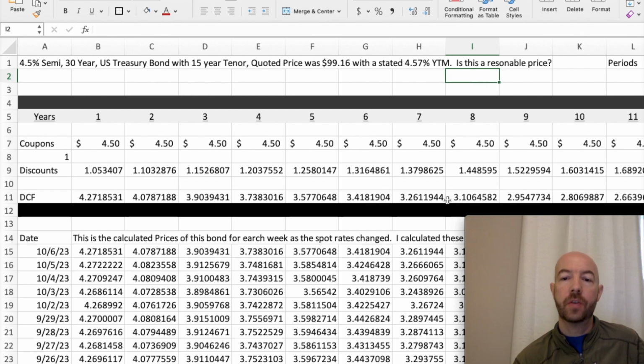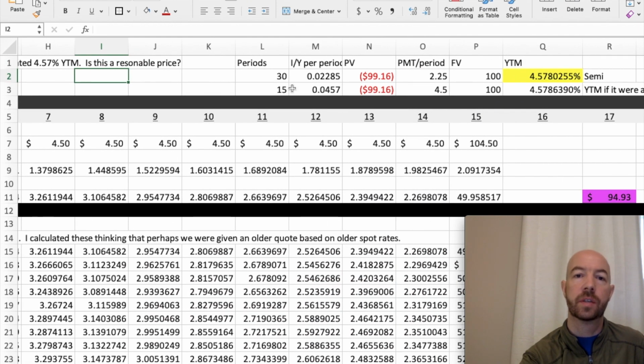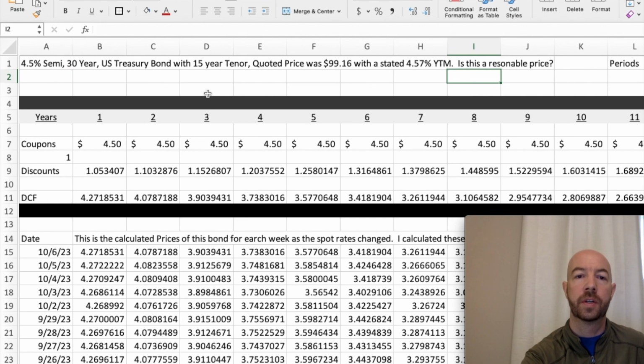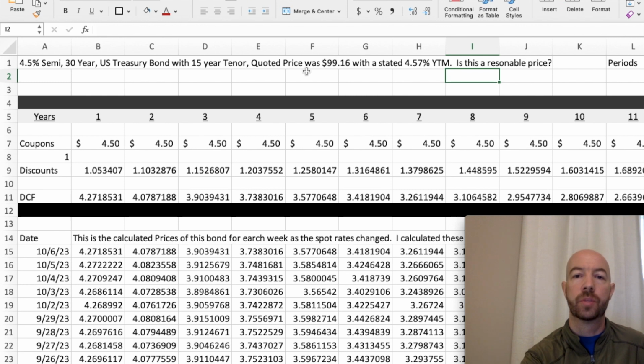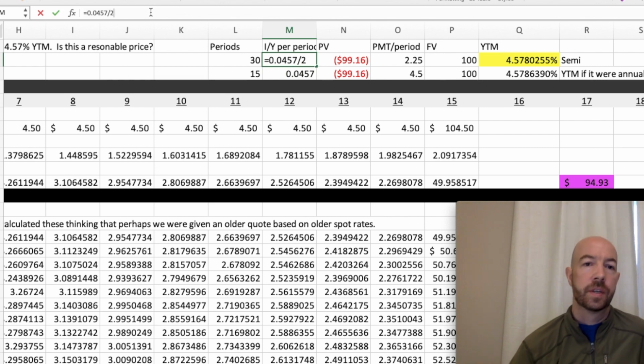You can quite easily go and check their work and say, did he quote me a fair price? It's really a 15-year bond at this point. I mean, it's got a 15-year tenor. They'll quote you the price, and so you're going to use the 15 years. Can you mathematically check that the yield to maturity is correct on what they gave you? They're going to tell you the 4.57% yield to maturity. So you're going to put that in the IY section. You're going to divide it by 2 since it's a semiannual bond.